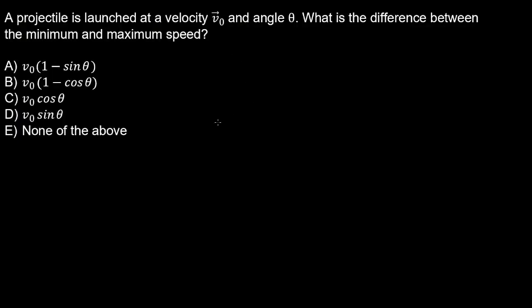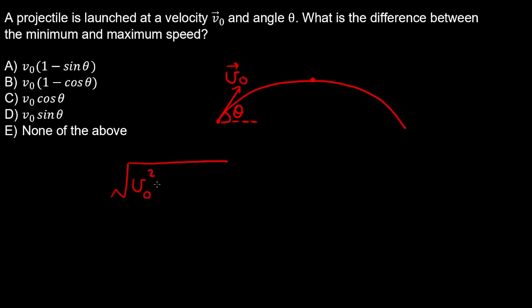A projectile is launched at a velocity of v0 and an angle theta. What is the difference between a minimum speed and a maximum speed? Well, the launch velocity has the largest magnitude, and the launch speed is the magnitude of the launch velocity, which is the square root of v0 squared cosine squared theta plus v0 squared sine squared theta.